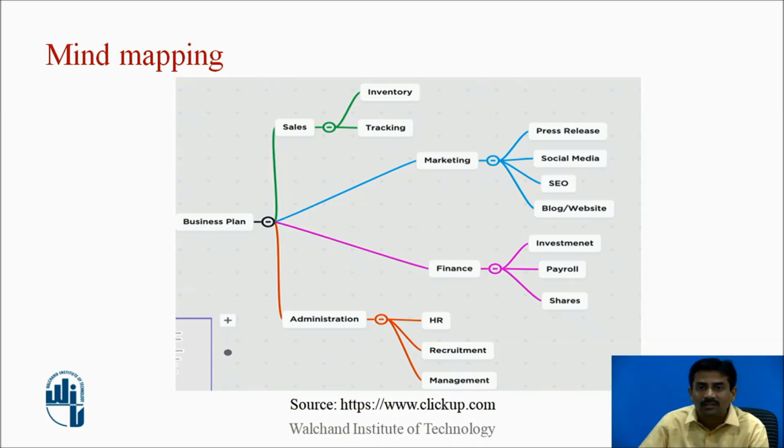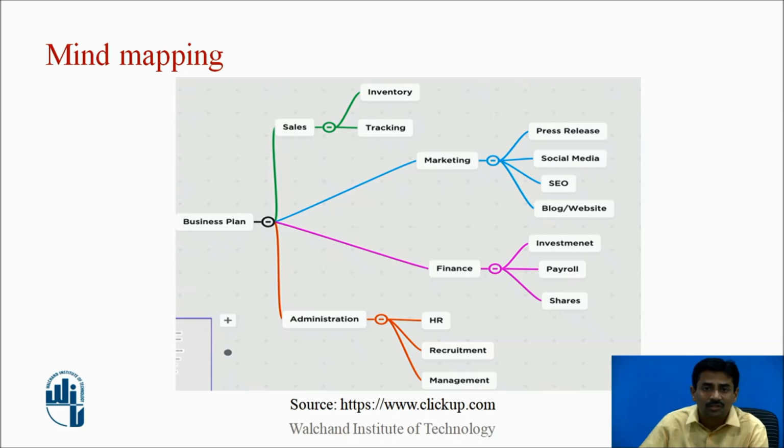They will first define four pillars, that is sales, marketing, finance and administration. In sales, they would look at how the inventory will be worked and tracked. In marketing, they would discuss what is to be done in press release, how social media will be used, how the blogs and website would be improved, and how SEO will work. In finance, they will deal with investments, payroll, how shares will be distributed, and how the investment can be increased.